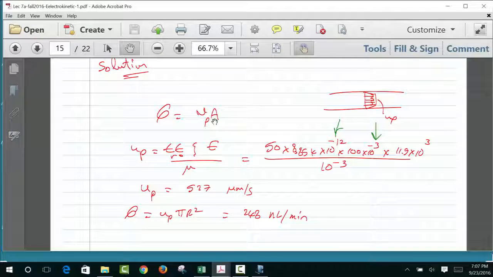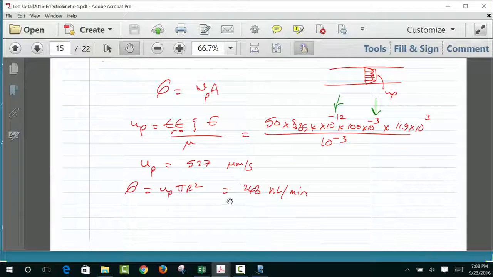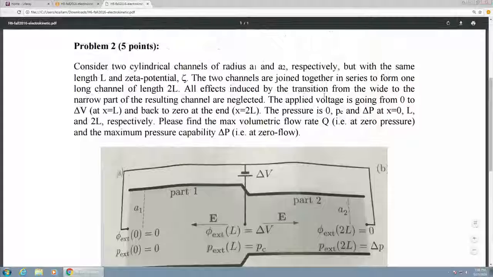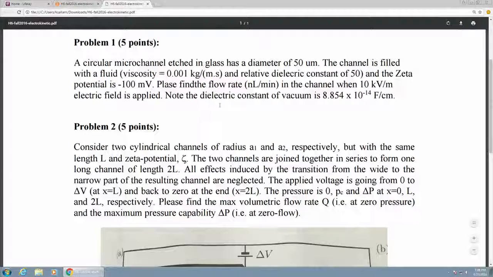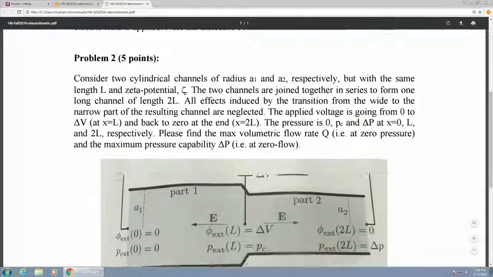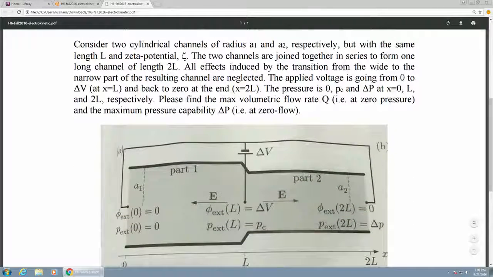So what do we do? Q is U multiplied by the area. What is this U electroosmosis? It's this guy, epsilon R, epsilon naught, multiplied by zeta over mu. You get this number, you get this Q, 200 nanoliter per minute. We're going to finish in a minute, but this is just perfect. So the first problem is exactly this, just the numbers are a little bit off. You just plug in the numbers and you get this. This one needs a little bit of thinking about.